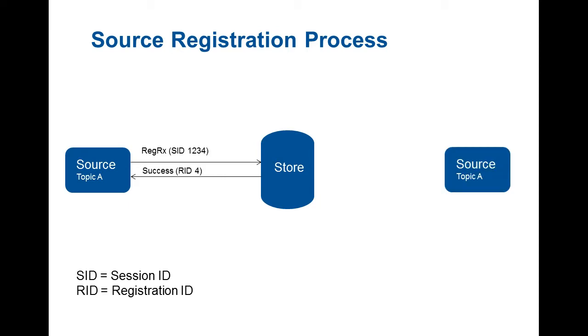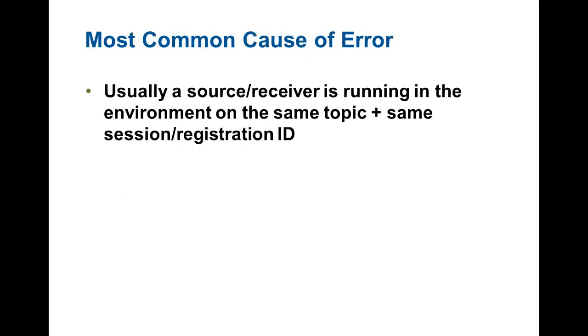Now let's say another application starts with a source on topic A. It also attempts to register to the same store with the same session ID 1234. In this case, the store returns an error to the source and says RegID is in use. The most common cause of this error is when there is an existing source in the environment already registered with the store. The trick to debugging this is being able to determine where that particular source is.